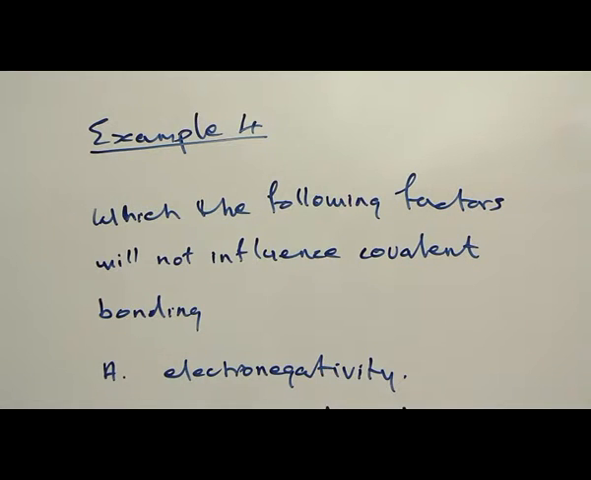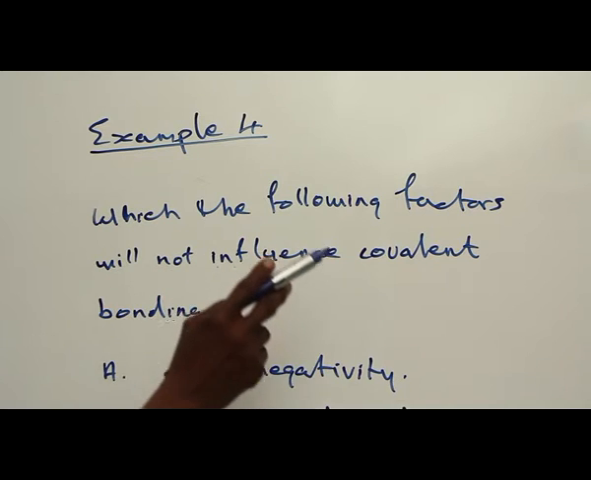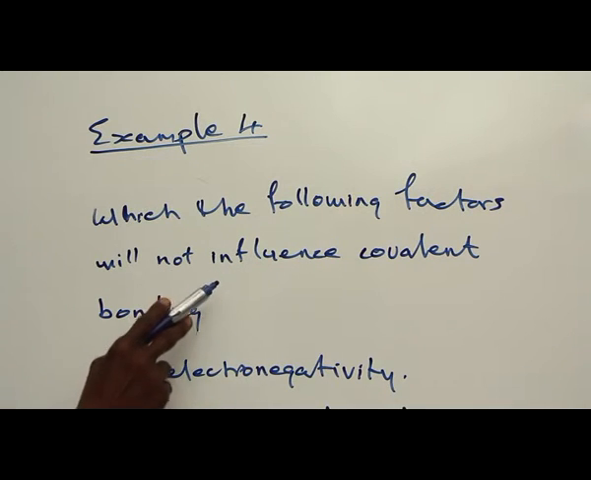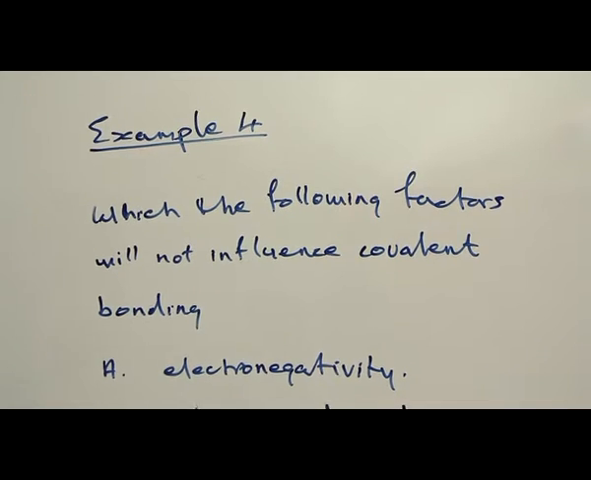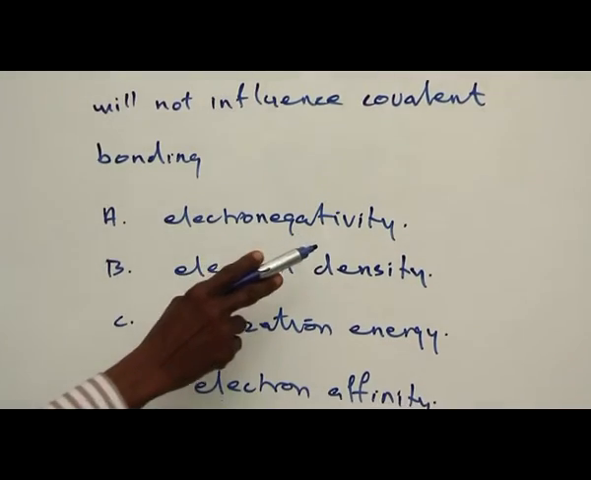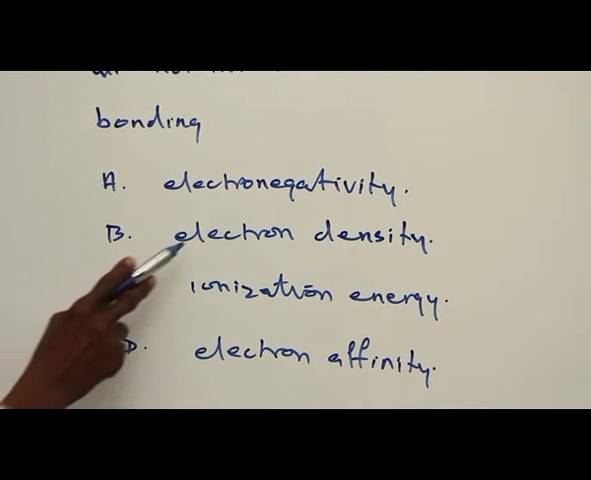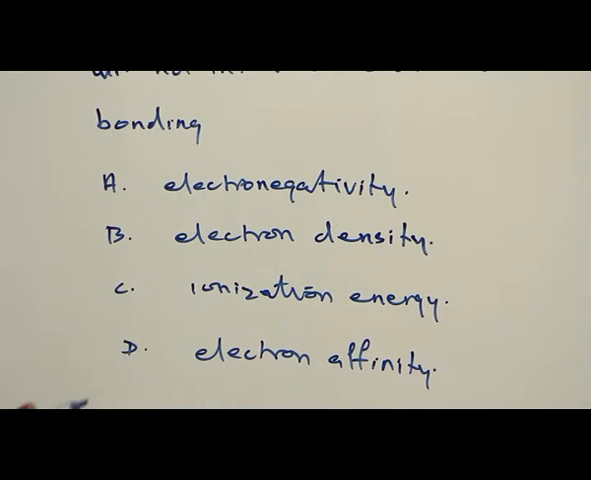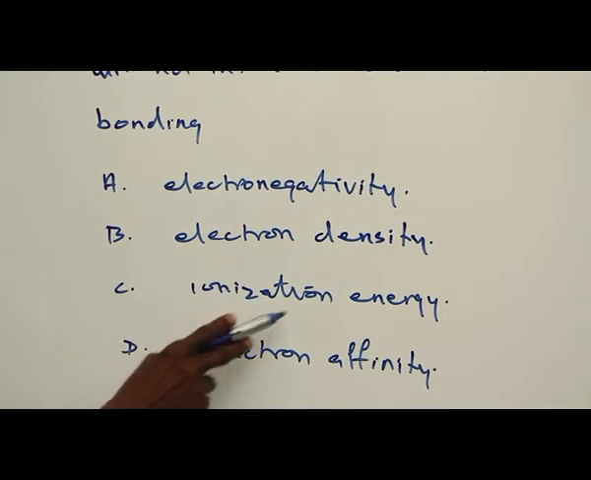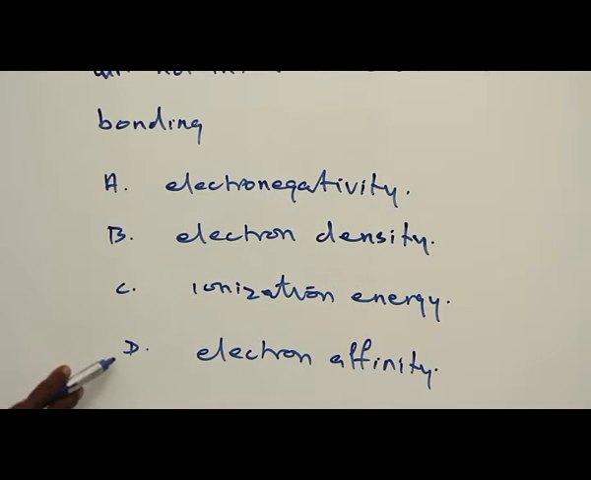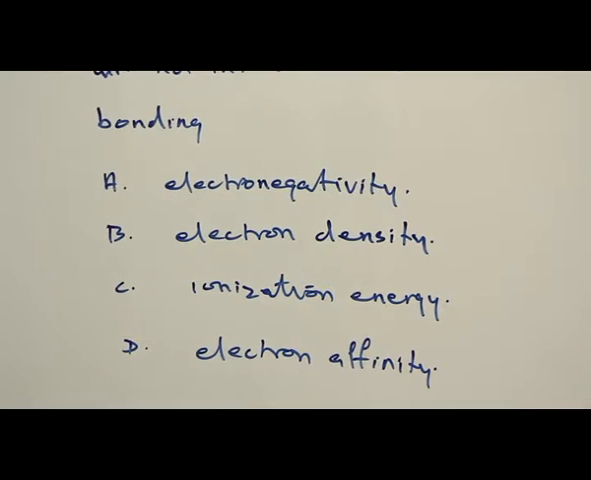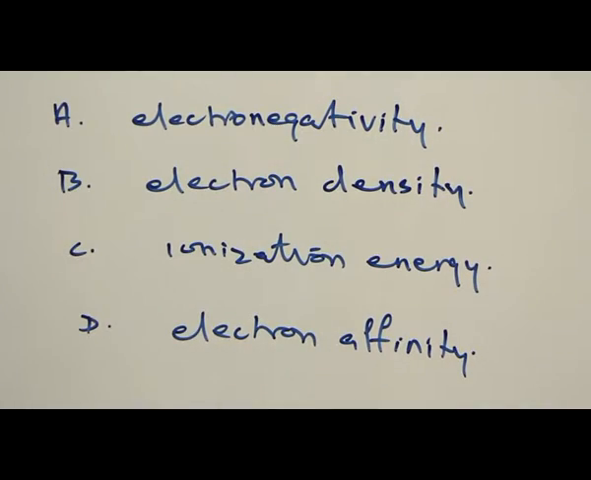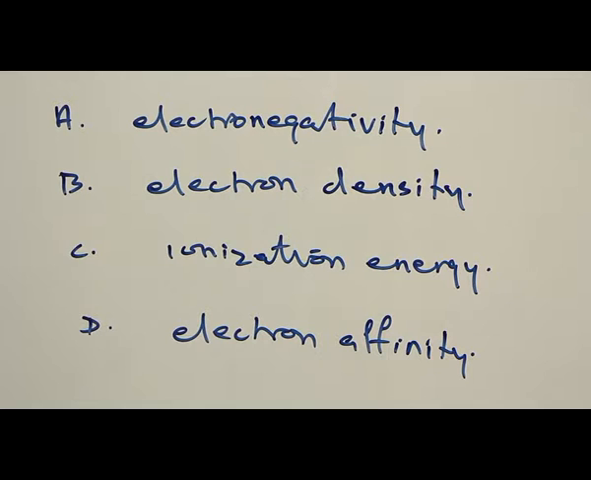Example 4. Which of the following factors will not influence covalent bonding? The options are A, electronegativity, B, electron density, C, ionization energy, D, electron affinity. Let's consider the options one after the other.